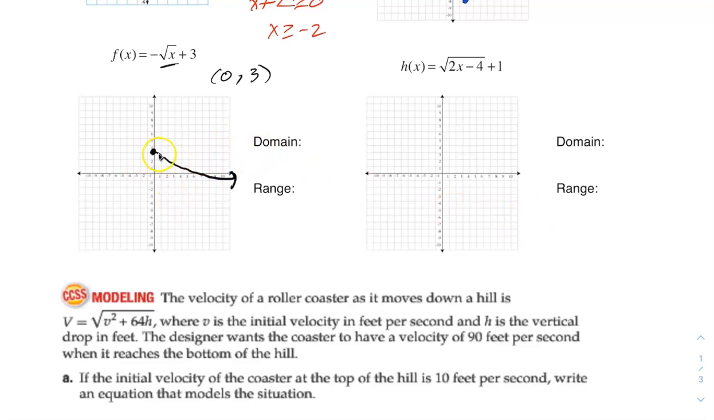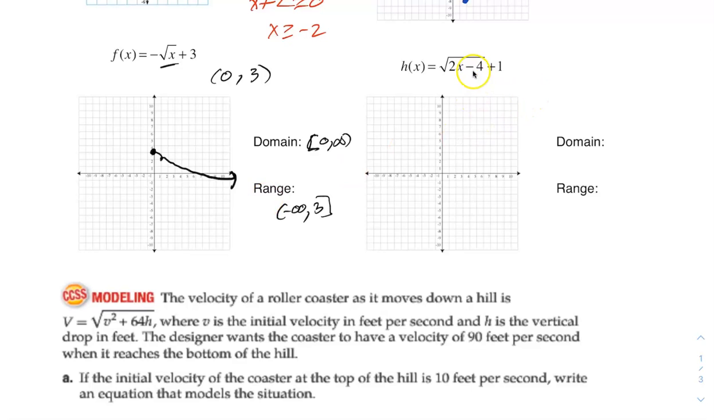Domain starts at 0, goes all the way into infinity. I put a bracket because we do start at 0. My range, a little funky. Lowest first, so negative infinity all the way up to 3. Infinities get narrow brackets, but you do stop at 3, so that side gets a bracket. So that's my domain and range.